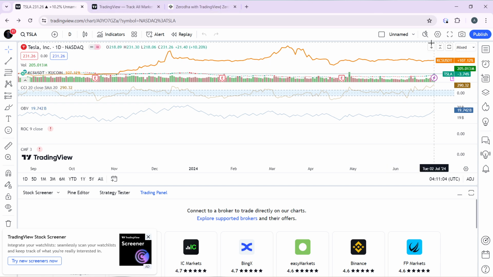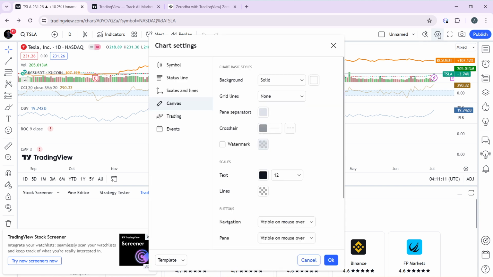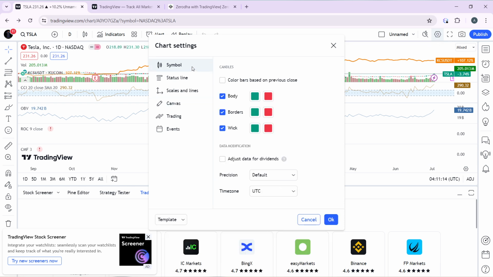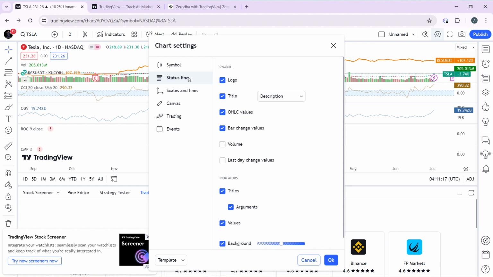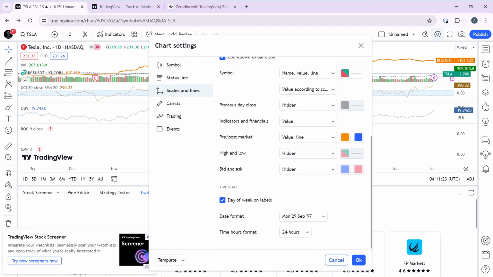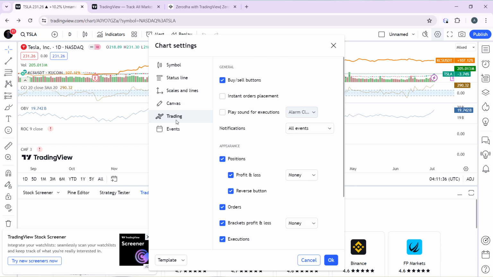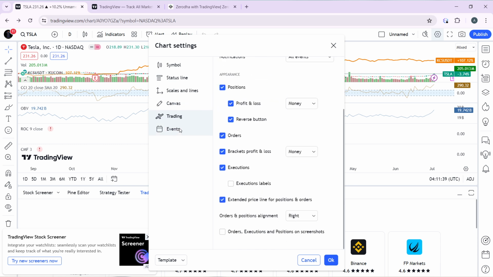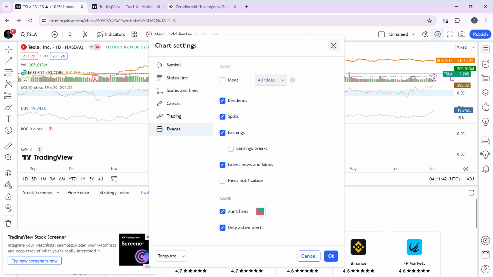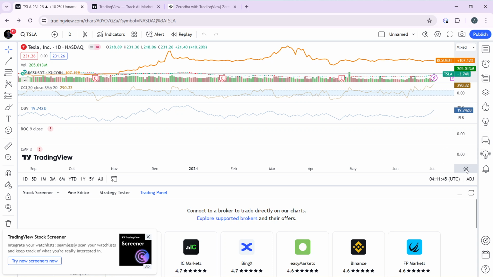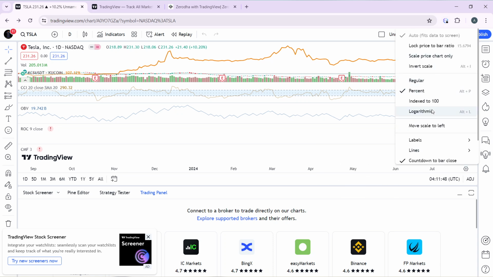Now I can use this settings wheel, the chart settings, and the red symbol, status lines, scales and lines, canvas, trading, and events. Now there's no way for you to lock an indicator. I can use this one as well, and there's absolutely no way to lock an indicator.